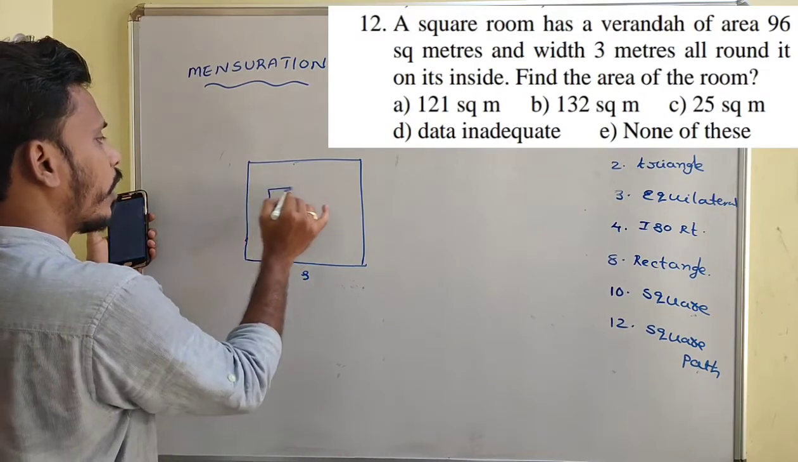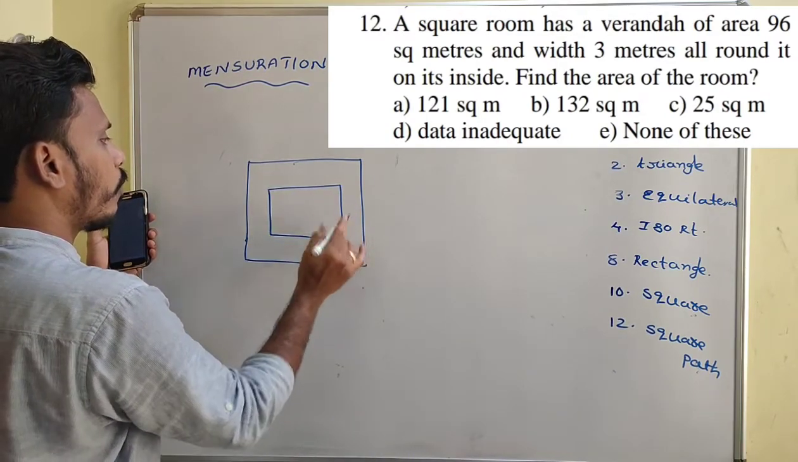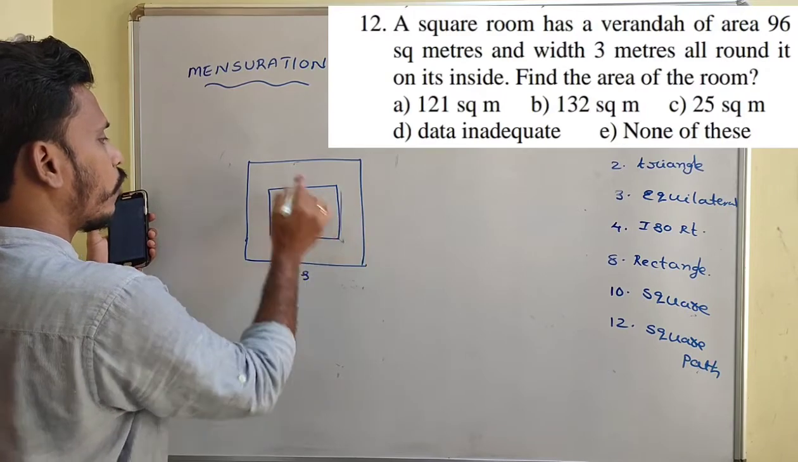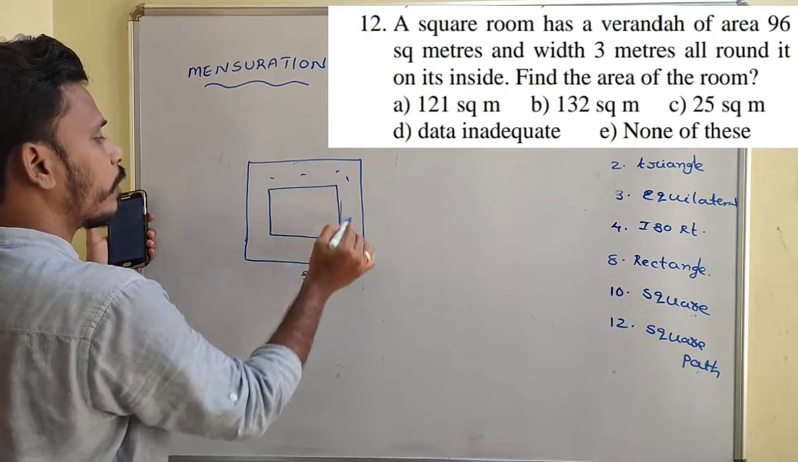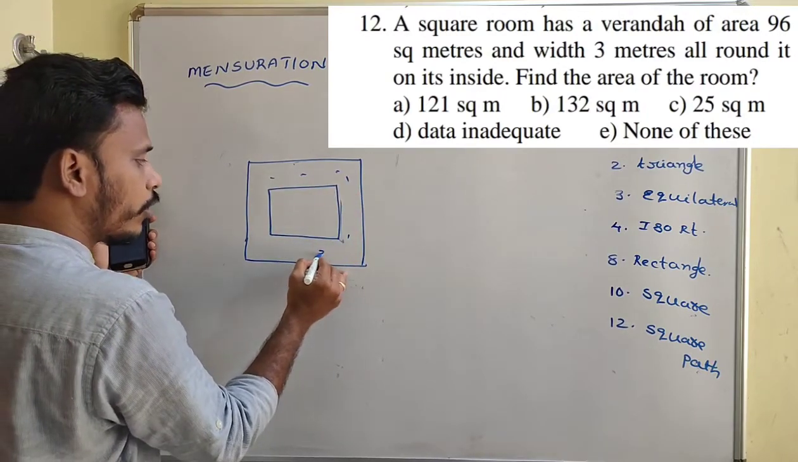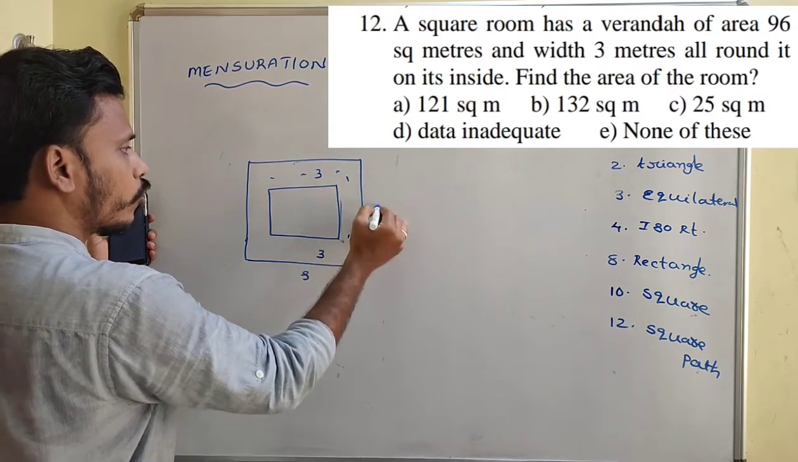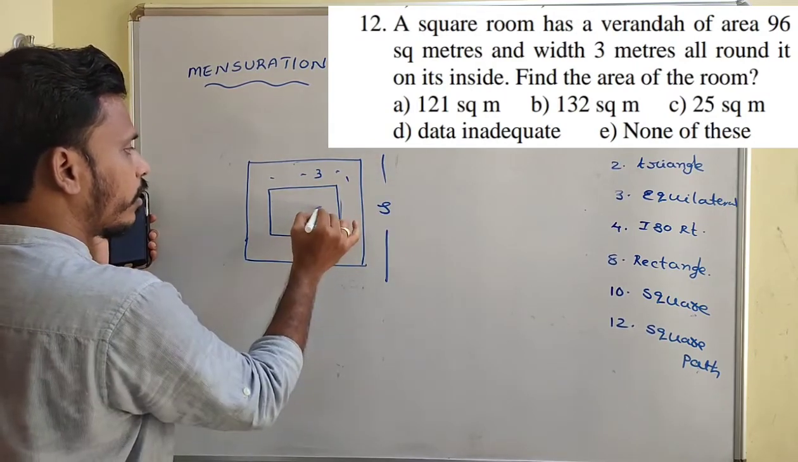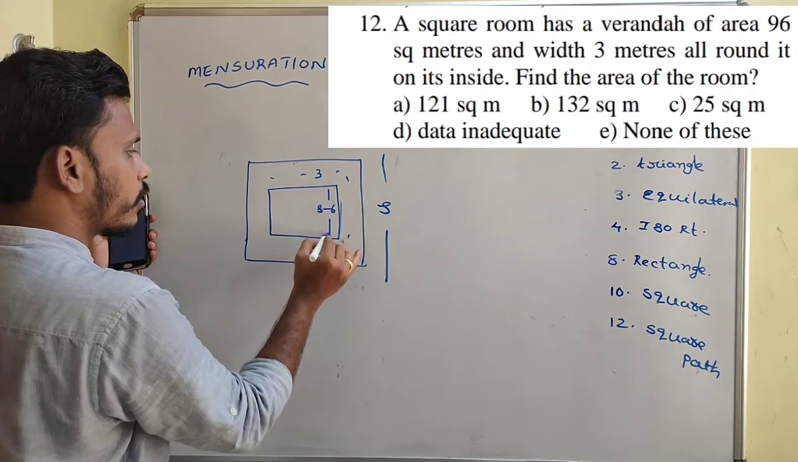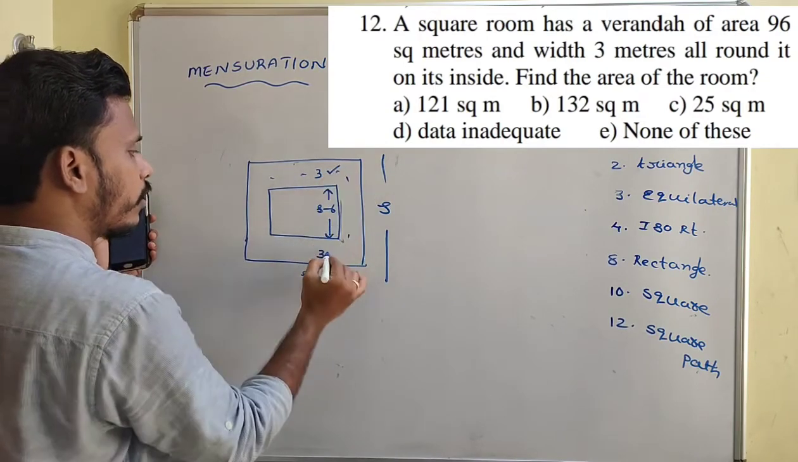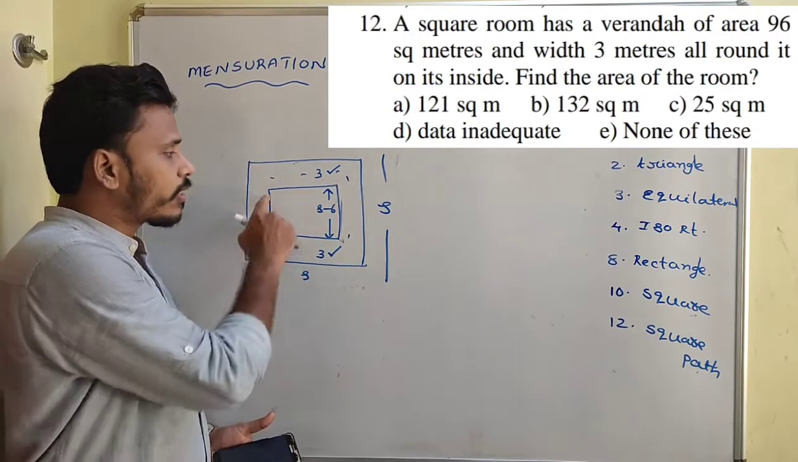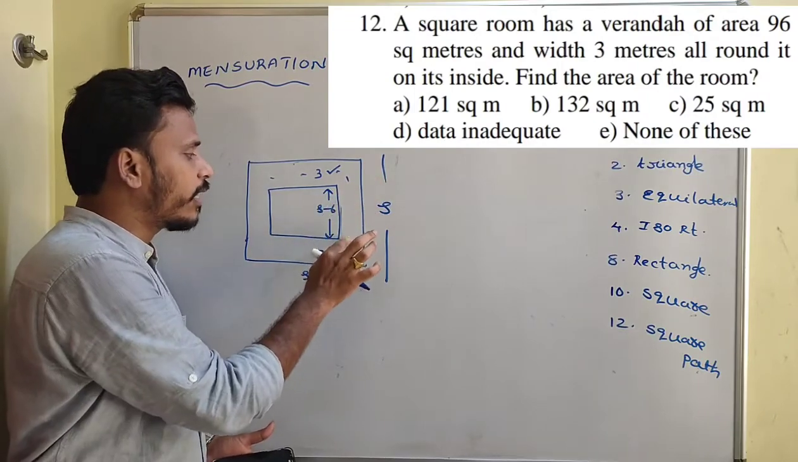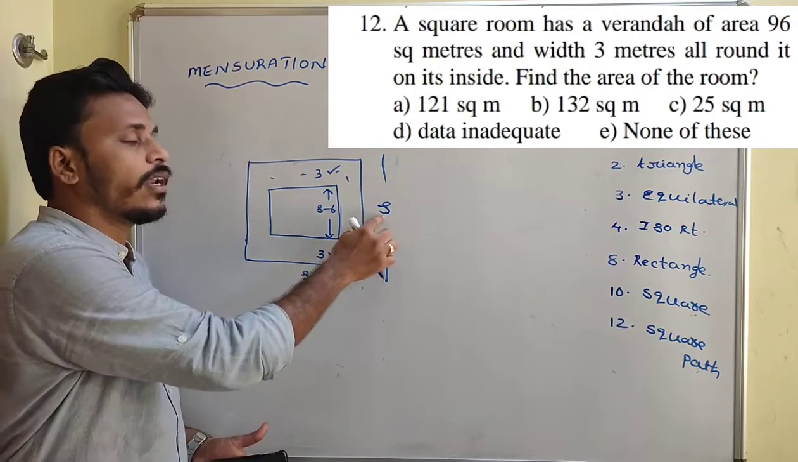And inside that square, there is another square boundary, because all around it a veranda is arranged in this place. Since this width is 3, this is 3, this is 3, so this total length is S, then this length will become S minus 6, because we need to subtract this 3 and this 3. So for the inner square, the side length is S minus 6, for the outer square the side length is S.